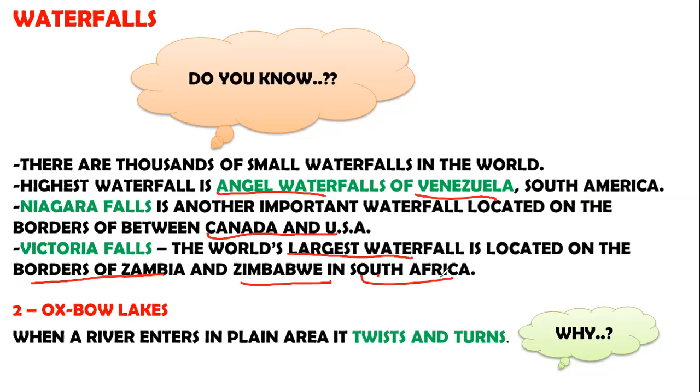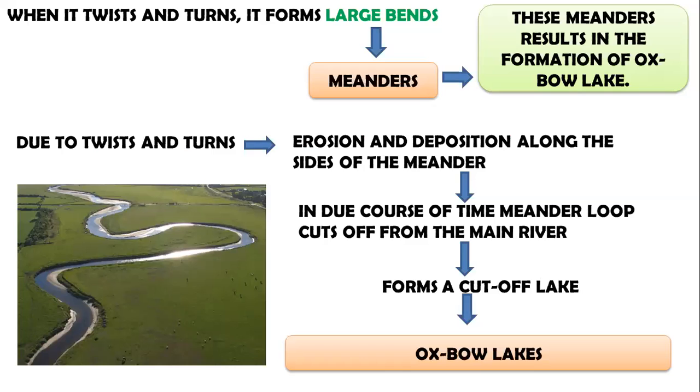Now our next landform is Oxbow Lakes. When a river enters in plain area, it twists and turns. Whenever a river enters a plain area, it always twists and turns. Now, why does that happen? Because the speed of river is not enough now. When rivers enter in plain areas, the velocity of river is decreased.